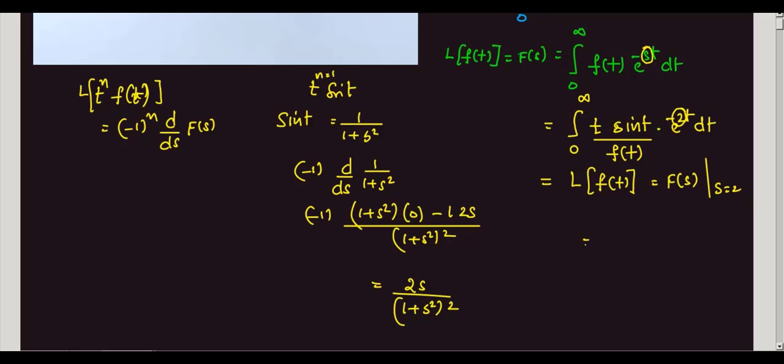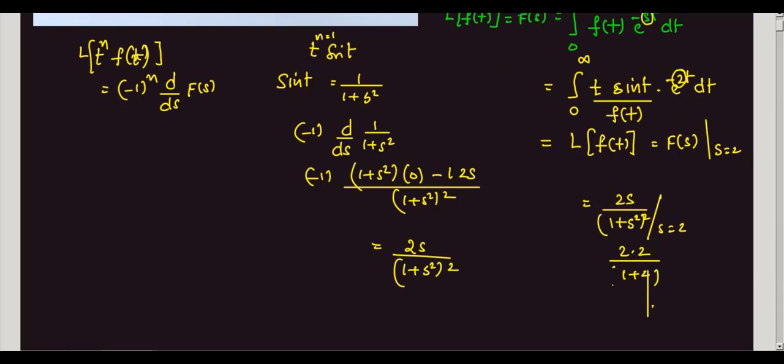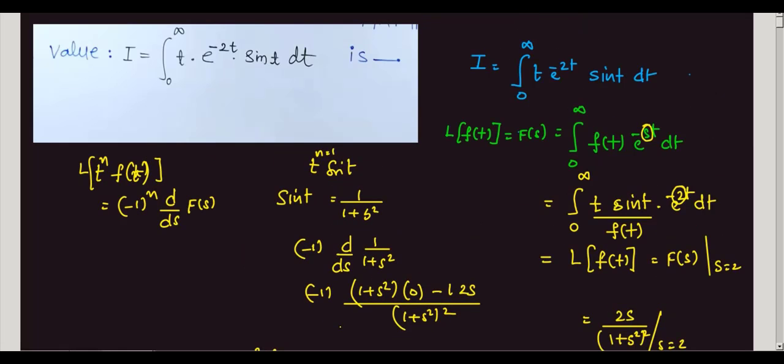So, 2s/(1 + s²)² at s equal to 2: 2 into 2 over (1 + 2²)², that is 4/5², which equals 4/25. That is the answer. 4/25 is the result by this method.